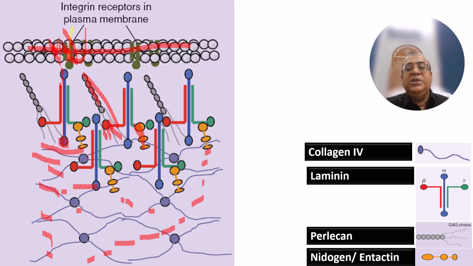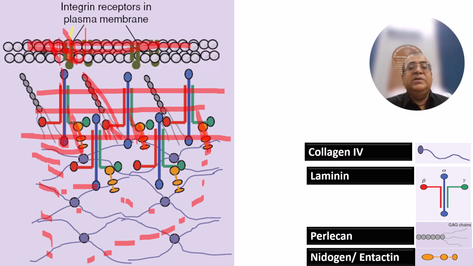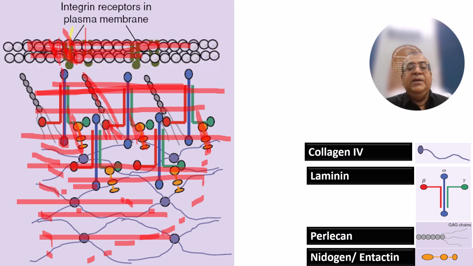These are the bridging nidogen or entactin. They are holding the laminin with the collagen fiber. So here the integrin receptors are attached with the laminin, and down there this overlay of collagen type 4 is providing the support, while the entactin or nidogen are providing the bridging among these fibers.